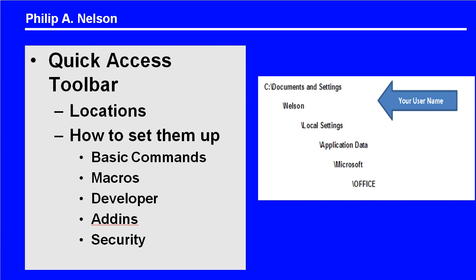As far as setting them up, we'll be taking a look at the basic commands that you can put on the toolbar, which you may have already done. We'll take a look at macros, the developers tab, which is used to make macros. Excuse me. And we'll be taking a look at add-ins, how to add them in and manipulate them. It's a little more difficult in 2007 than 2003. And then I'll show you how to lower the level of security so you can run some of the macros and other utilities you may be adding into your 2007 program.